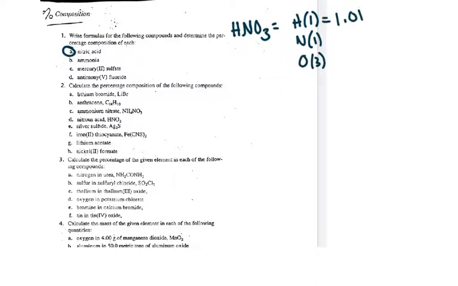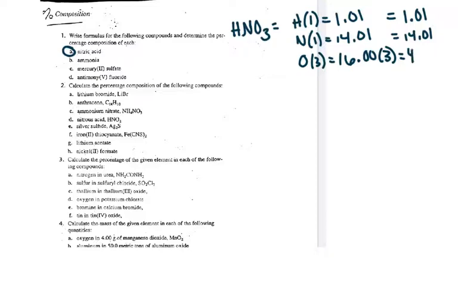Hydrogen is 1.01, nitrogen is 14.01, and oxygen is 16.00, and then we multiply that by 3. So those all become 1.01, 14.01, and 48.00. Okay, so I'm going to add those up, and I get 63.02. So that's the mass of the entire compound, but it is asking me to determine the percent composition of each element.